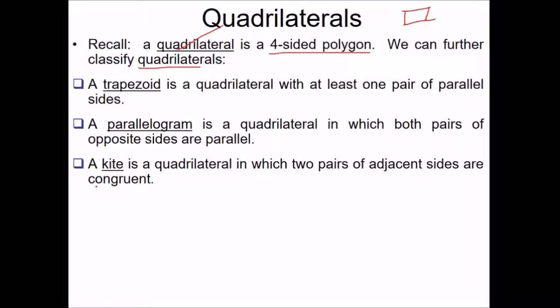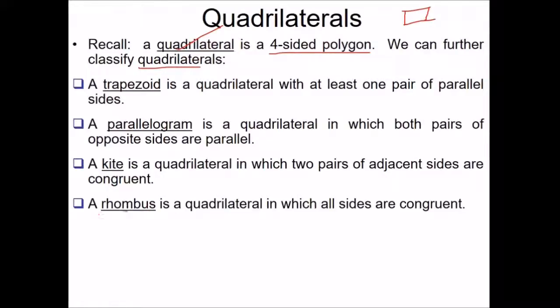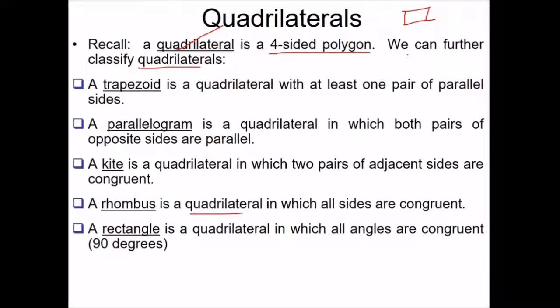Means similar, एक जैसे. So a kite is a quadrilateral in which two pairs of adjacent sides are congruent. A rhombus is a quadrilateral in which all sides are congruent. All sides. They have to look similar, they have to be the same, everything has to be the same. Then a rectangle. This rectangle is again a quadrilateral in which all angles are congruent, means all angles have to be 90 degrees. Rhombus, all sides need to be equal, right? And kite, in which two pairs of adjacent sides are congruent, two pairs.